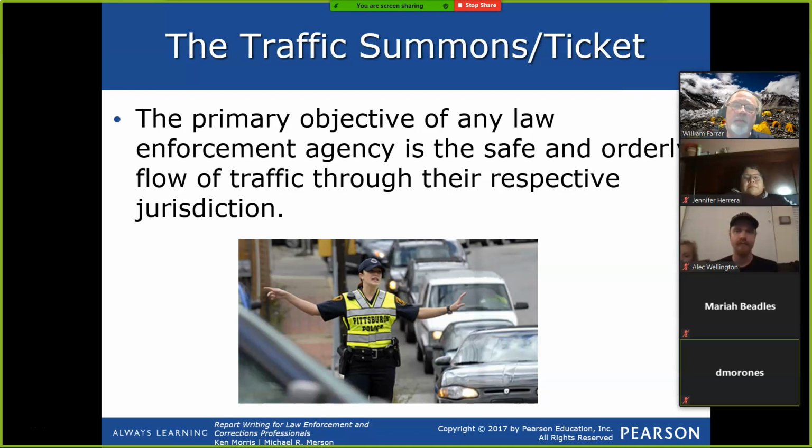Anybody think of anything else? Seems more official to the person you're pulling over. It might make more of an impact. That's true, because you're going to get a piece of paper that says warning.